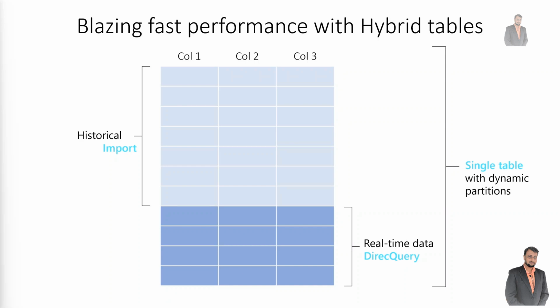Let's say my table has 1 million rows, and I have some historical data over here. So I can load the historical data with import mode and the latest data with direct query mode. This will reduce the data refresh points for a large data set, and it improves the performance as well. So historical data will be loaded with the help of import mode and real-time data with direct query mode, and this would be the entire single table with dynamic partition.